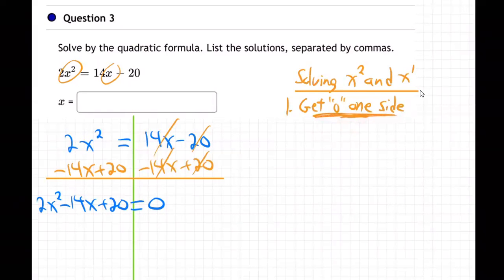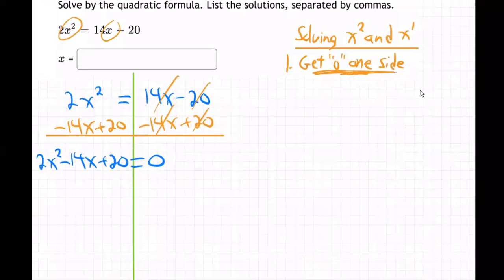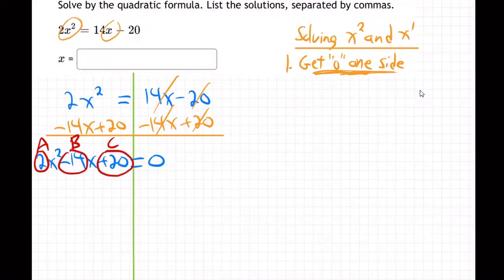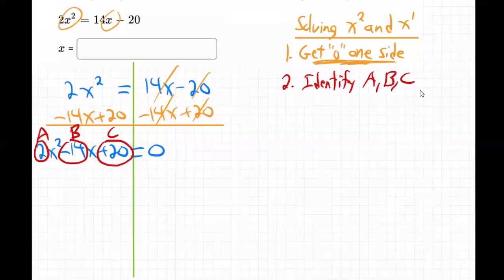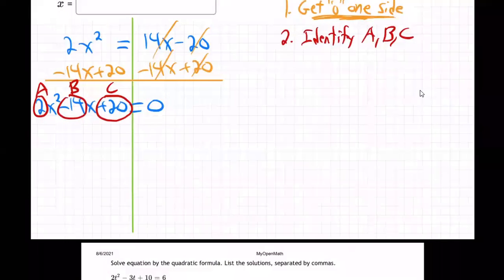That's the first step. Now you've got to identify A, B, and C. So A is the number next to x squared, B is the number next to x, and C is the number that comes after that. That's your A, B, and C. Step 2. Identify A, B, and C. And then plug in to the quadratic formula.